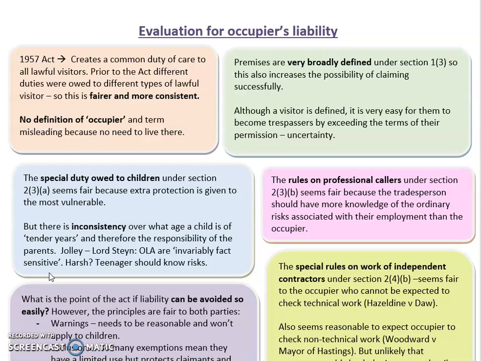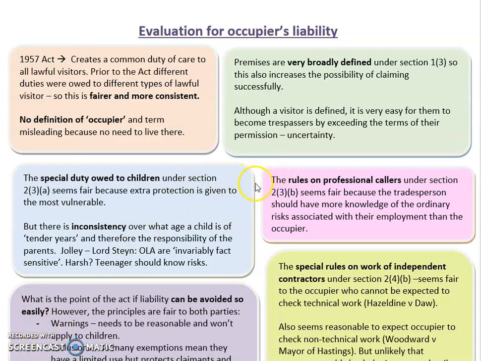It can potentially be seen as harsh in Jolley, harsh on the occupier, I should say, because the occupier was held liable in the case of Jolley, where two teenagers were injured messing about on an abandoned boat. And really, you could say there, surely a teenager should know the risks of doing that. So it can sometimes appear a little harsh on our occupier.